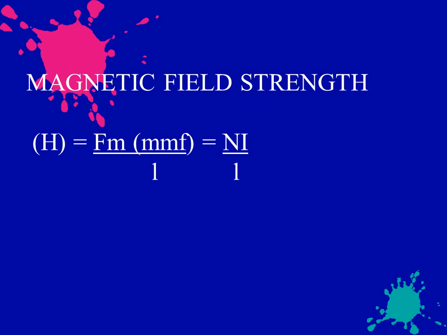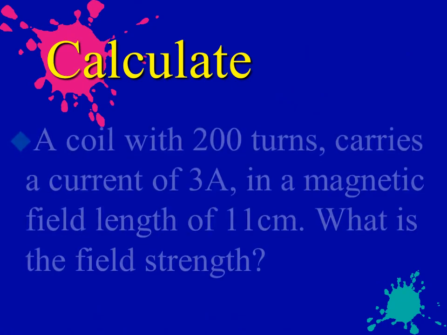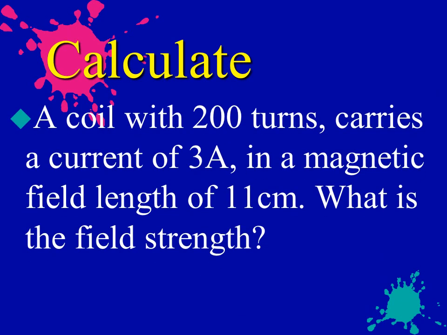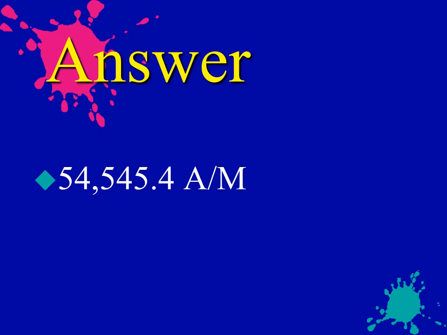Now do the following calculation. A coil with 200 turns carries a current of 3 amperes in a magnetic field length of 11 centimeters. What is the field strength? The answer is 54,545.4. Part 2 will be published shortly, after which we will do a task on all the calculations.